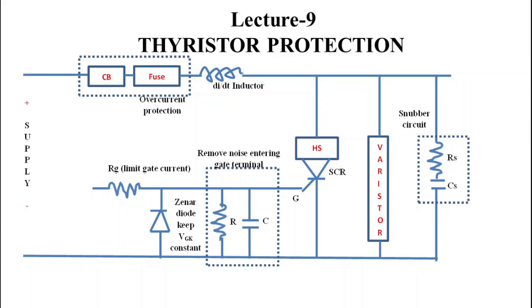This is lecture number 9 and today we are going to study thyristor protection. First is dI/dt protection. When anode to cathode voltage is greater than 0 and gate current is applied, initially the conduction of anode current begins near the gate cathode junction.